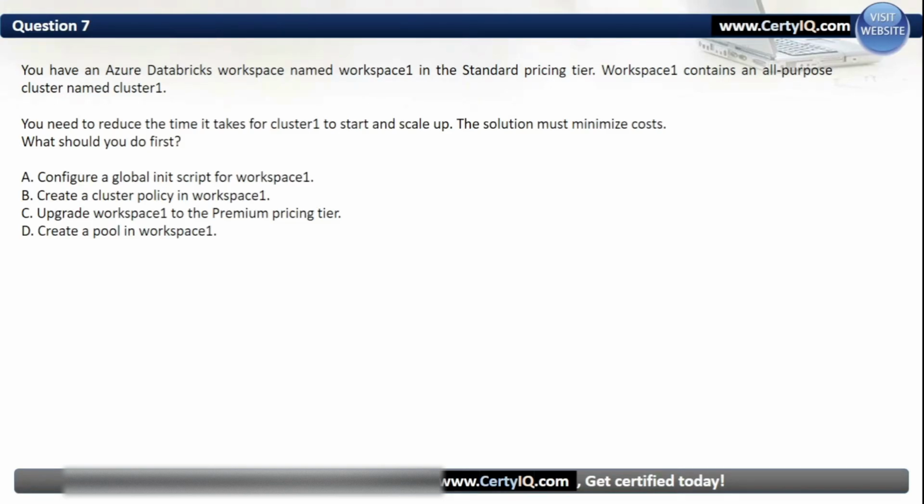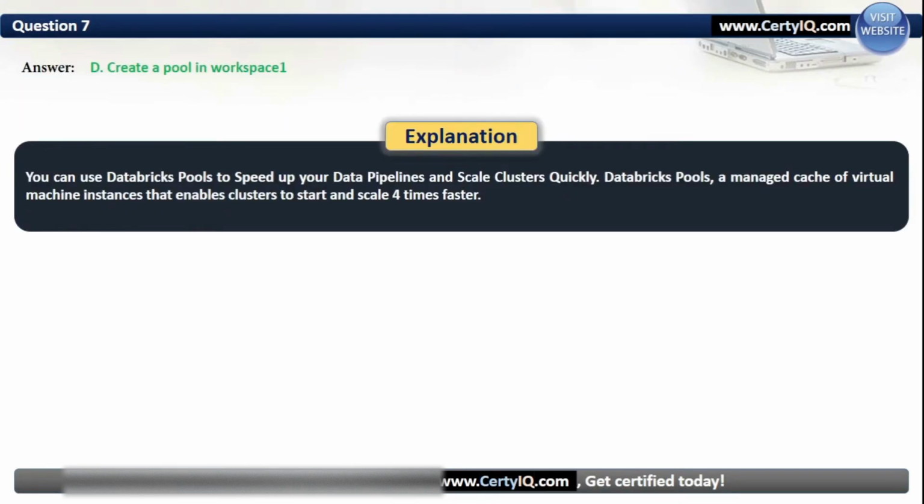The correct option is D. Create a pool in Workspace 1. You can use Databricks pools to speed up your data pipelines and scale clusters quickly. Databricks pools are a managed cache of virtual machine instances that enables clusters to start and scale 4 times faster.